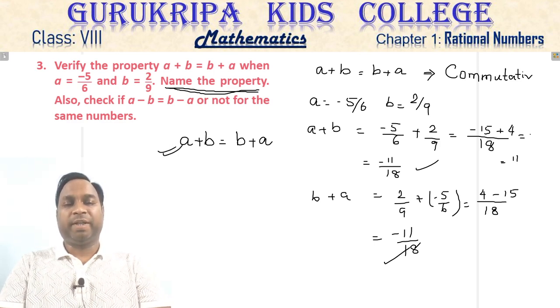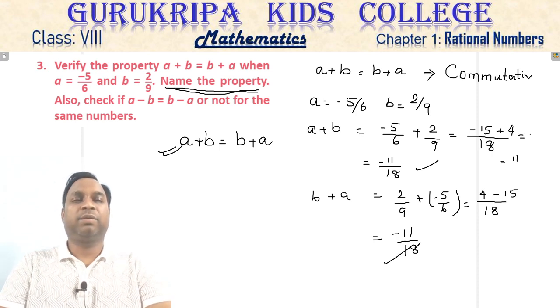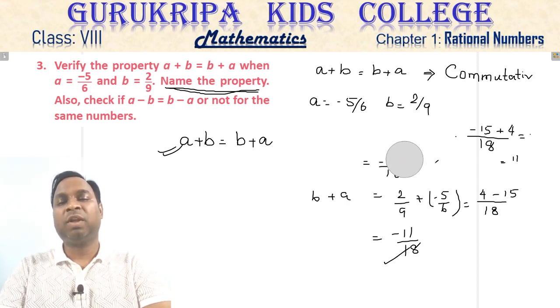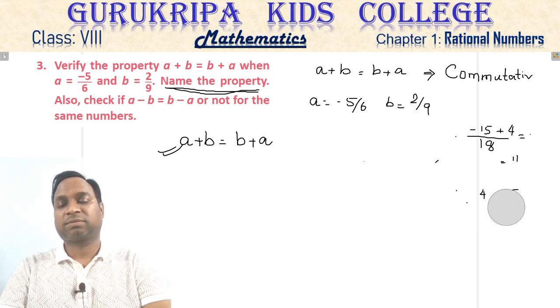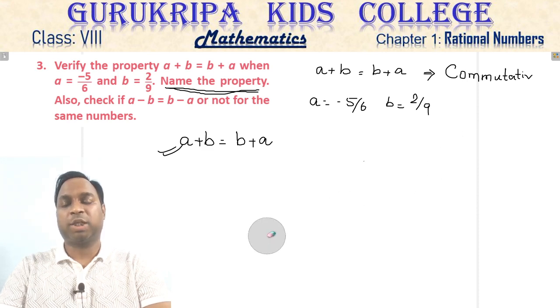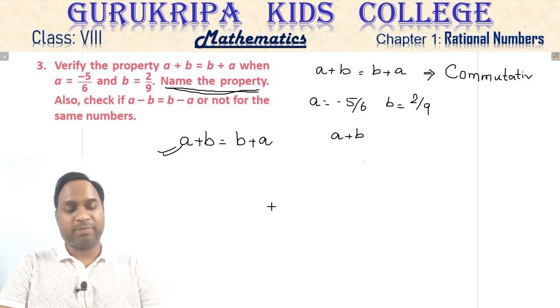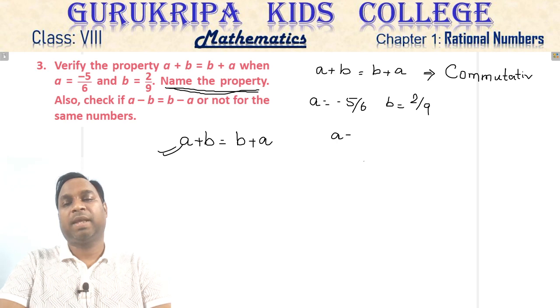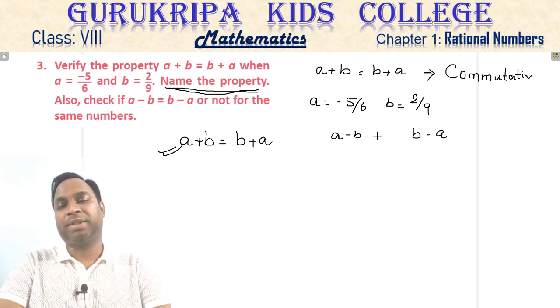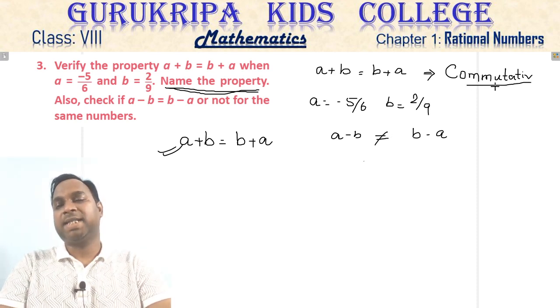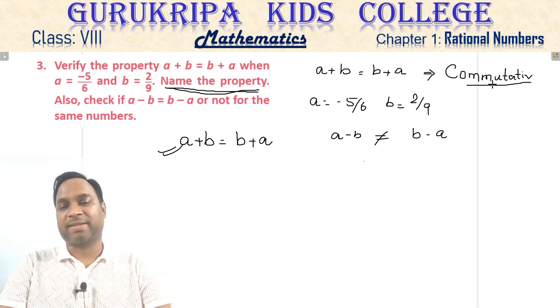Now you also have to verify the second thing, that is A minus B. So let's do that now. What do you think? Will it be equal or not? Before actually solving it, just try to think. A minus B, will it be equal to B minus A? No, this cannot be. Commutative property holds only for addition and multiplication, not for division and subtraction.